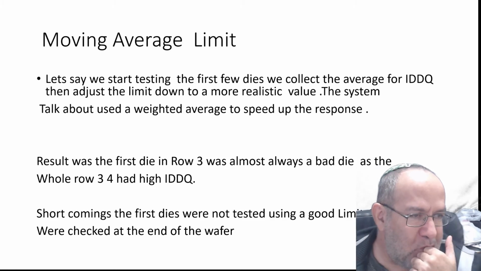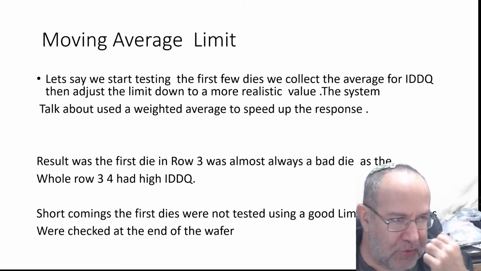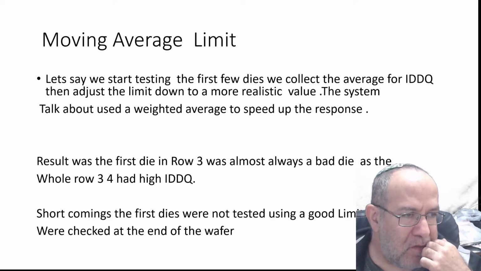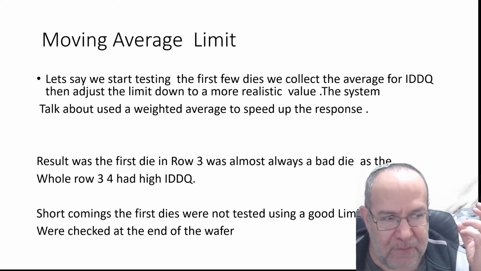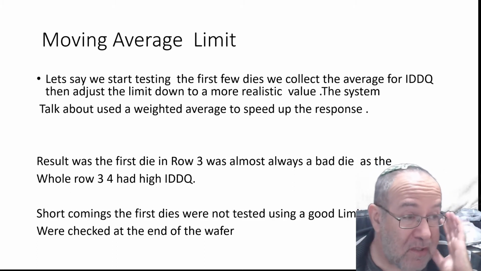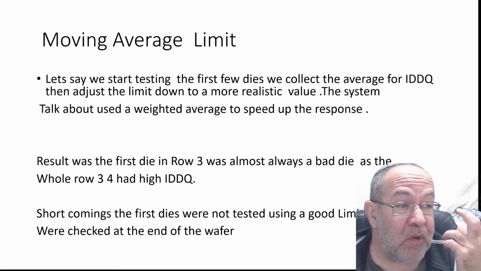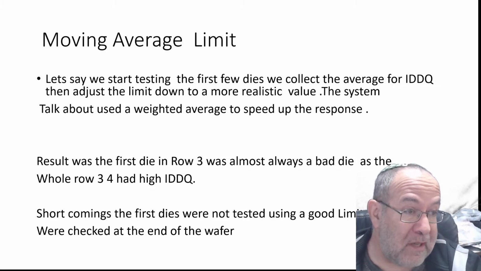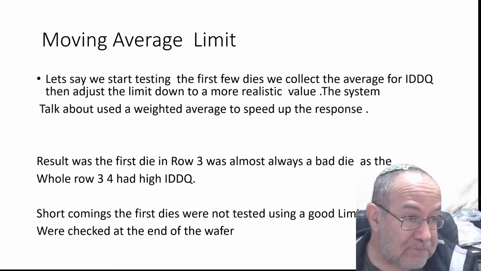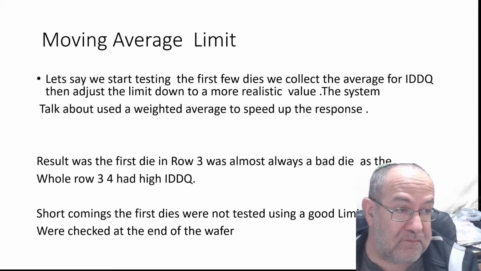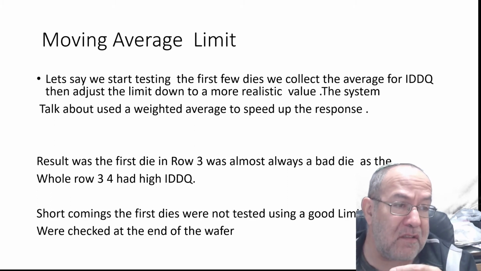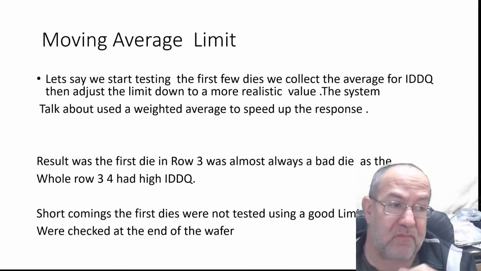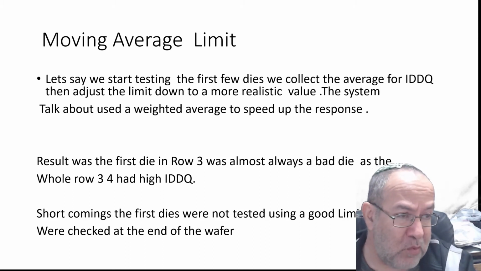When you do it in the way of a moving average, one of the shortfalls is that your first dies on the wafer, you've got no average to check them against. The way it worked was the average was reset every single wafer. You didn't pass across the limits from the previous wafer. It was done from the start at the beginning of every wafer.